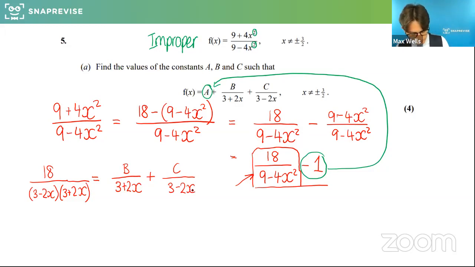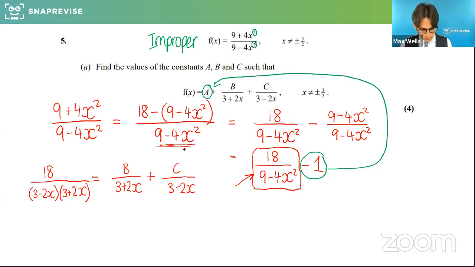Yes, absolutely. So just a little question coming in there. Where did the 18 come from? So what I did was, because this was the hard bit of the question, compare to the denominator and said, right, if I had 9 minus 4x squared over 9 minus 4x squared, that would just be positive 1. And if I had minus (9 minus 4x squared) over 9 minus 4x squared, that would be negative 1.